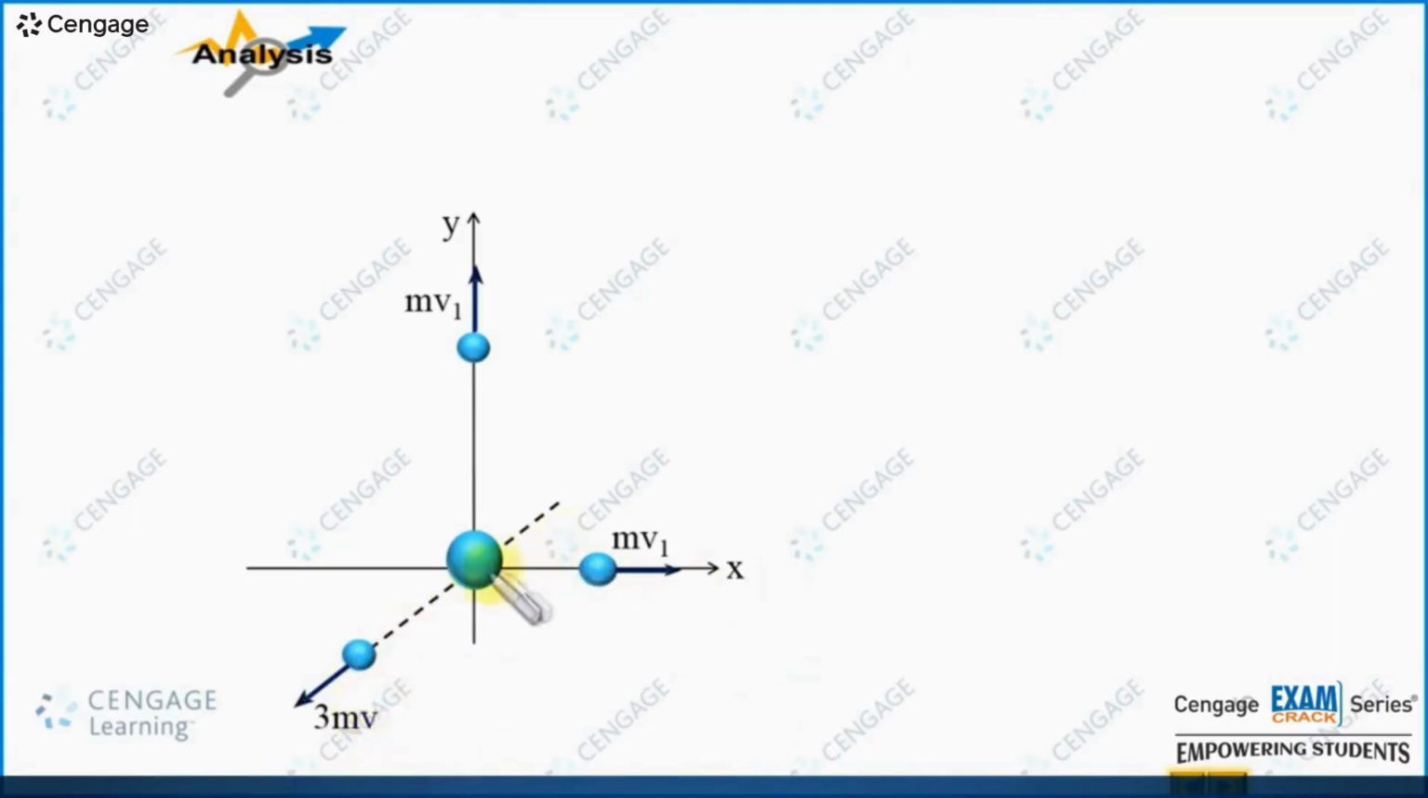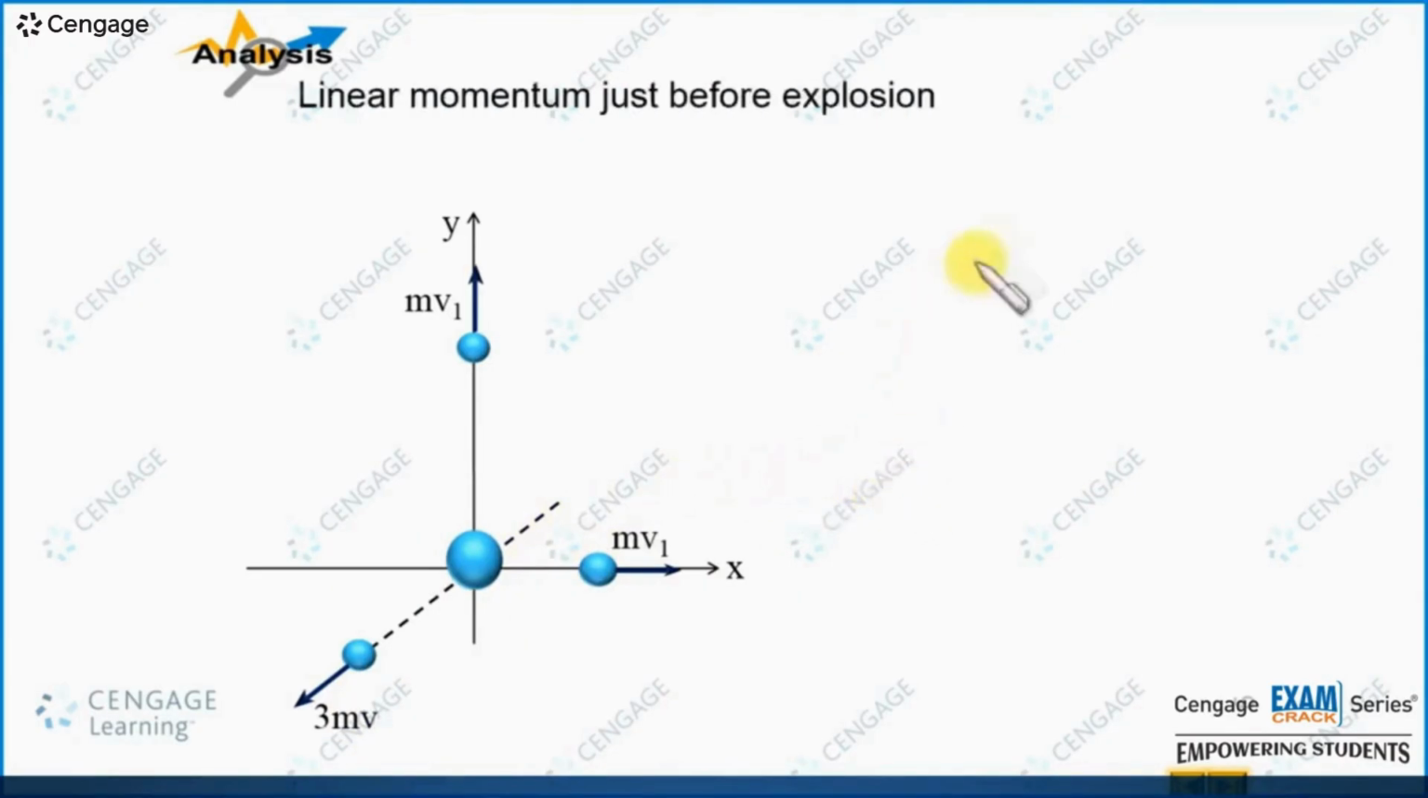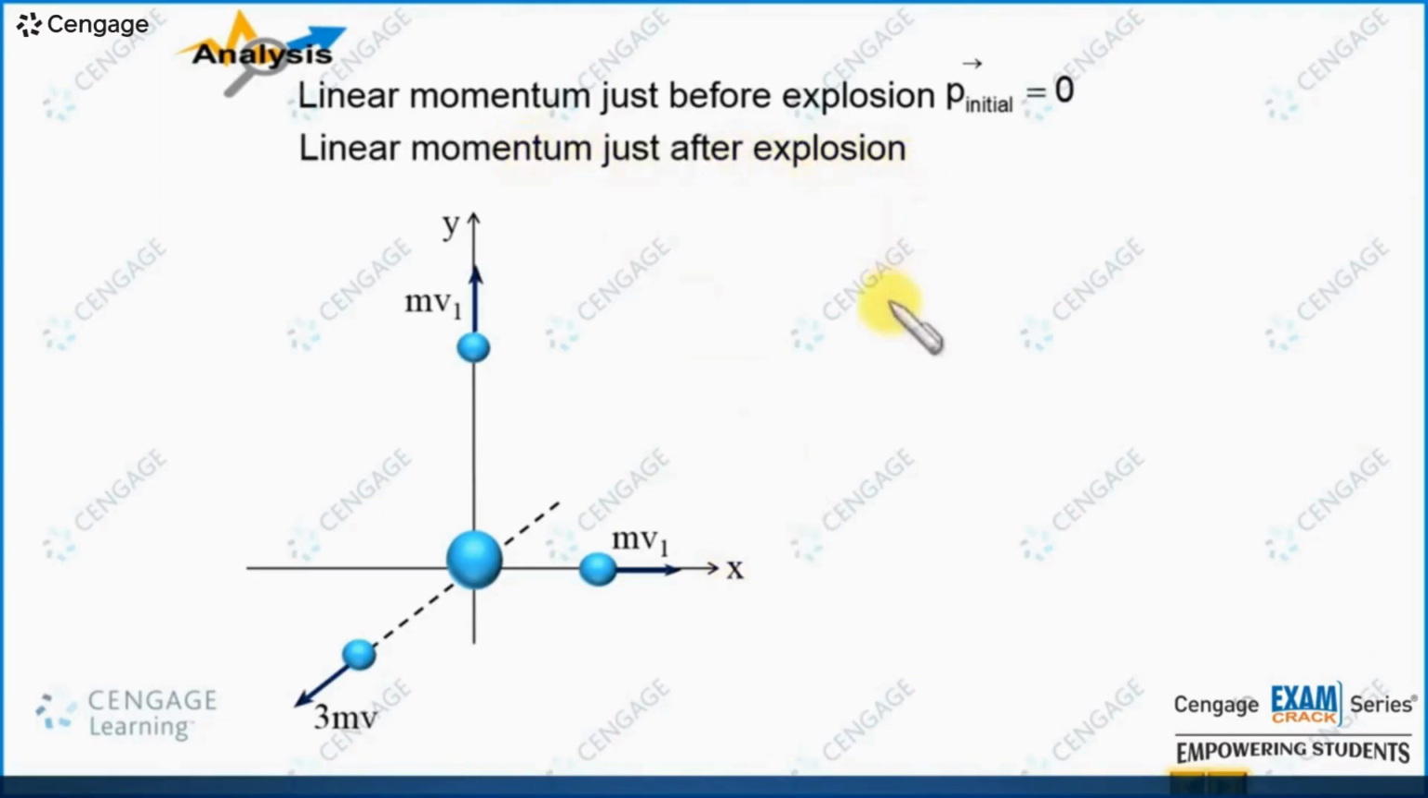Okay, and initially we know this body is at rest, that is, the initial linear momentum just before the explosion is equal to 0. So here we can write P initial equal to 0, and now come to P final. Final linear momentum is the linear momentum just after the explosion. So P final should be equal to P1 vector, P2 vector, and P3 vector for the third part. So we can write P1 vector plus P2 vector plus P3 vector.